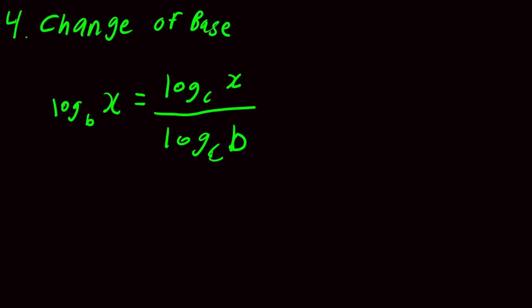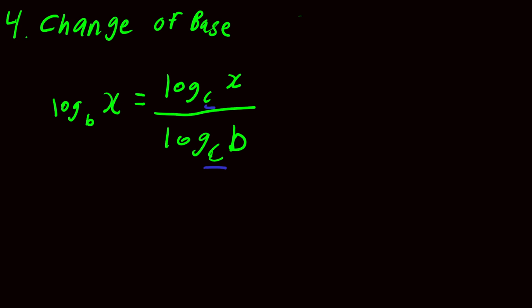So this rule helps when your calculator doesn't have a log base function. Usually on most calculators, they just give you log, so it's only in base 10. But what if you need something in base 2 or base 3 or base 5, whatever? You're going to have to use change of base. So what does that mean? Log base b of x equals log base c of x over log base c of b. Notice the bases are the same.